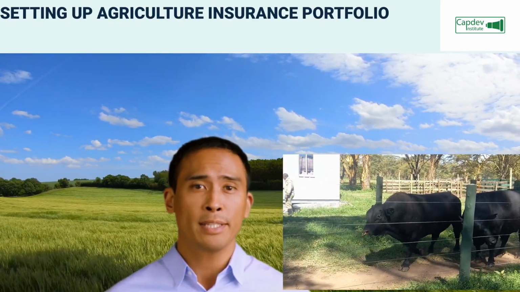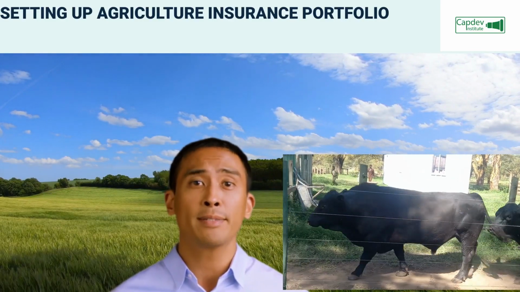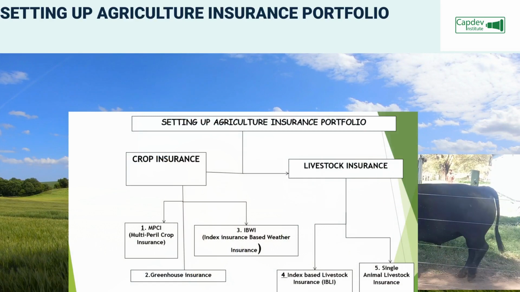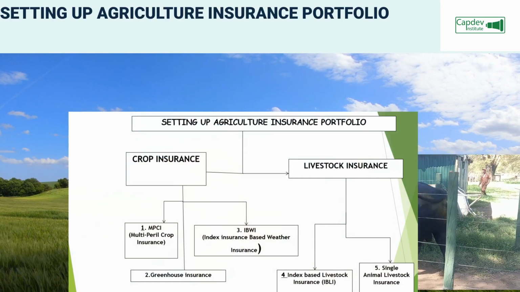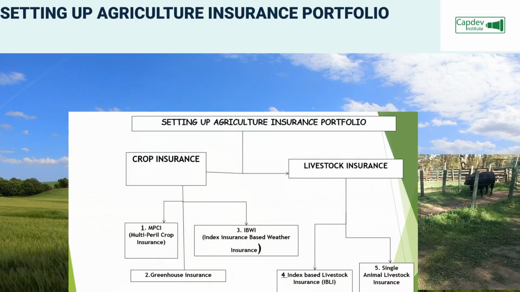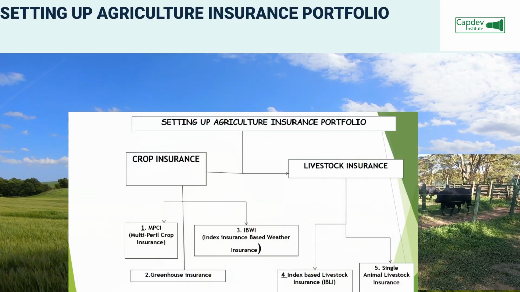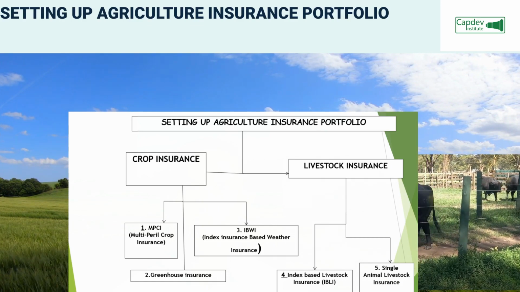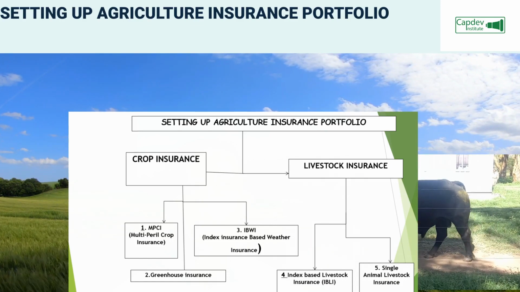Under the crop insurance line, you can have greenhouse insurance, multi-peril crop insurance, forestry insurance, weather index insurance, and area yield index insurance. Greenhouse insurance. This insurance covers damage to greenhouses and related structures, as well as crops, from events like fire, vandalism, lightning, hail, wind, and other weather-related events.